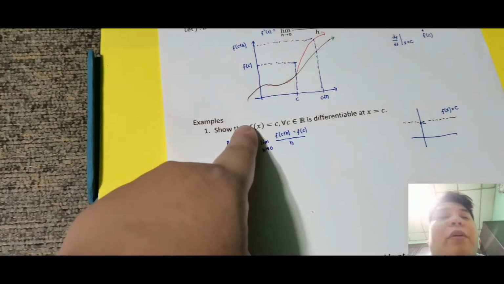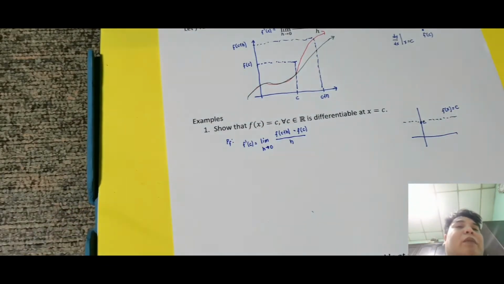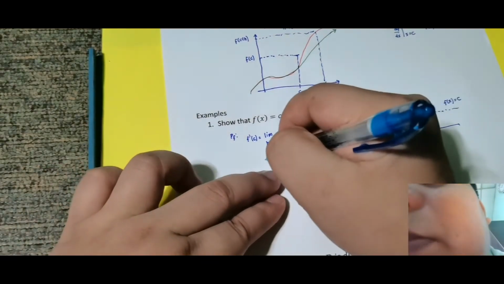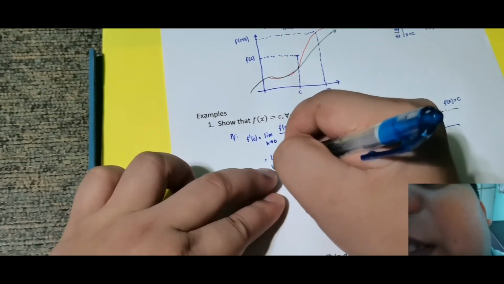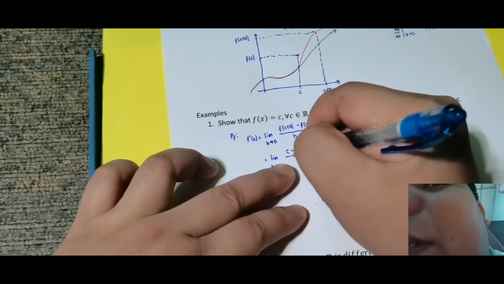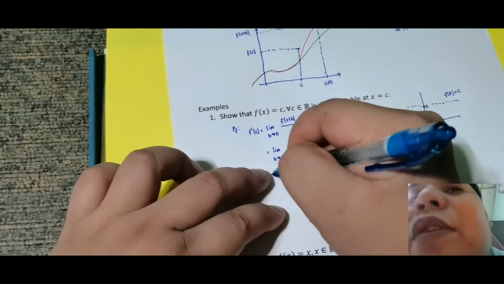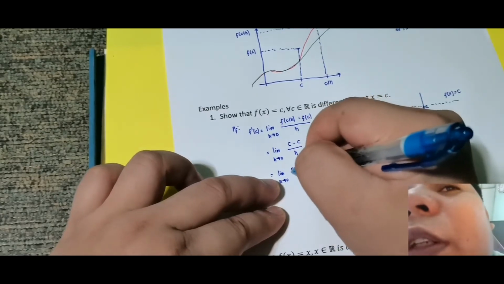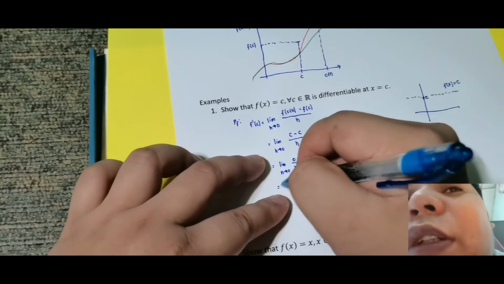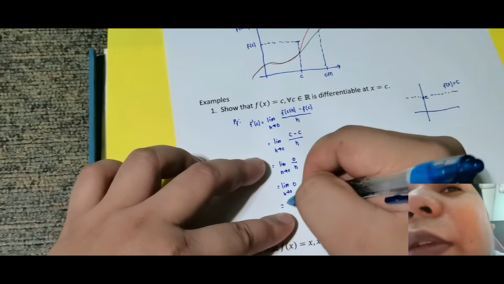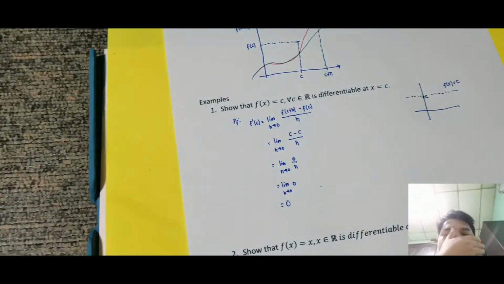Pag sinubstitute ko, diba yung f of x is equal to c? Pag sinubstitute ko yung f of c plus h, ano sagot doon? C pa rin, kasi wala kang napapalitan na value na x doon. Okay, so this is just equal lang sa limit as h approaches 0 ng c minus c pa rin all over h, which is equal sa limit as h approaches 0 ng 0 over h, which is equal sa limit as h approaches 0 of 0, which is equal sa 0. So may lumabas na value, hindi undefined.